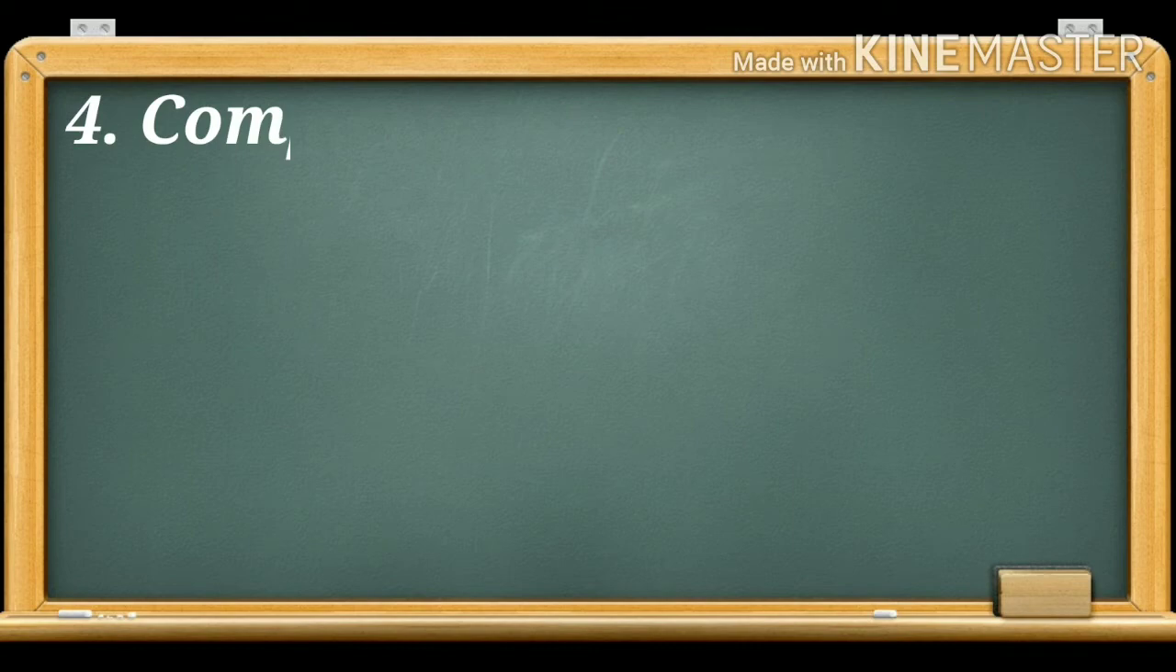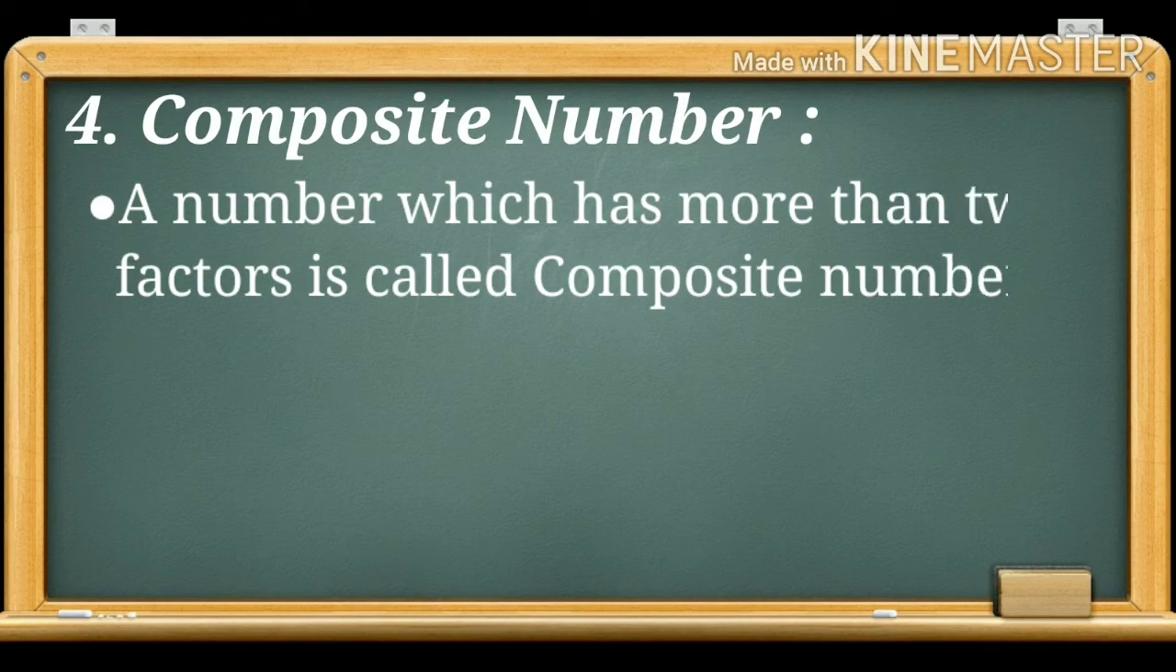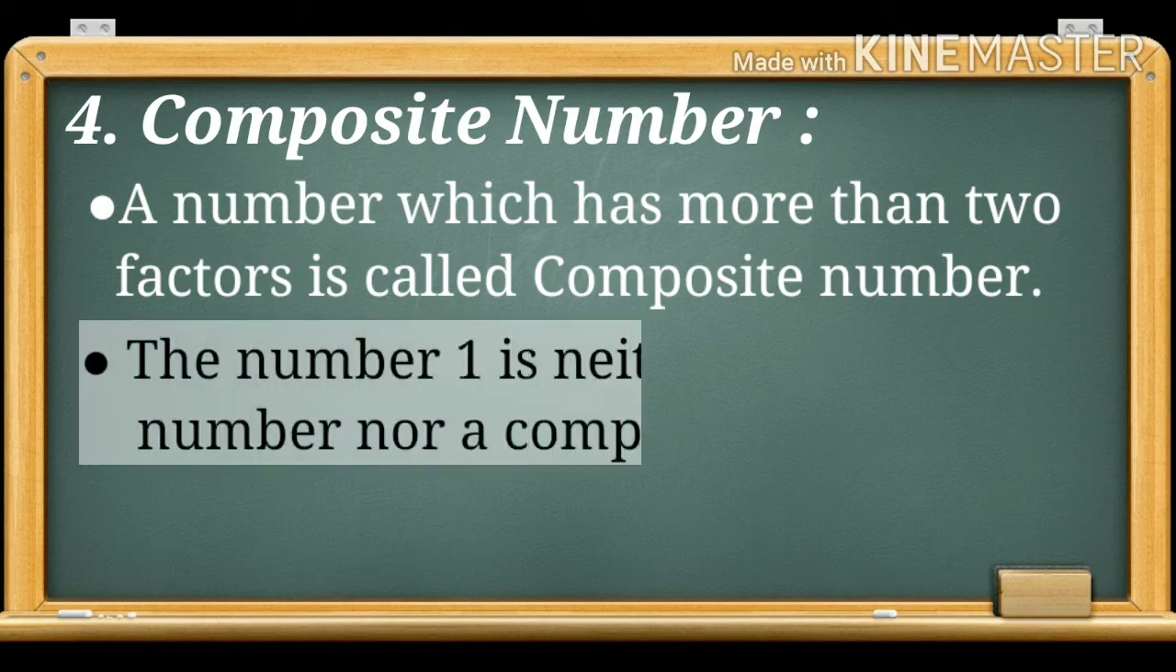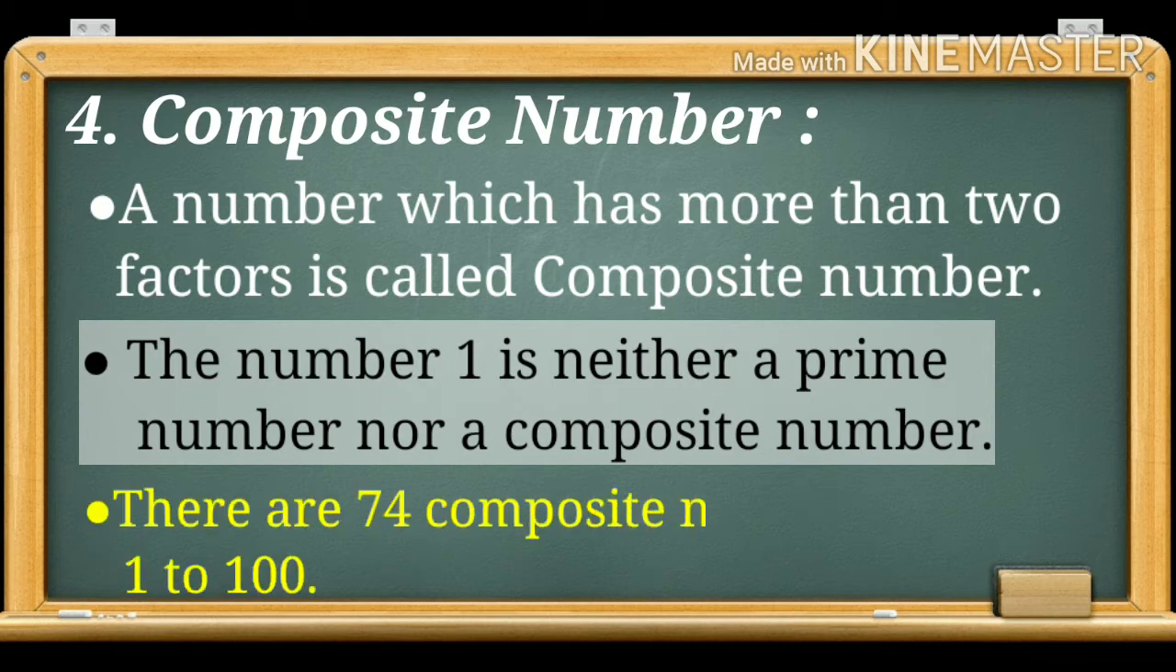Next is composite number. A number which has more than two factors is called a composite number. You know that the number 1 is neither a prime number nor a composite number. There are 74 composite numbers from 1 to 100.